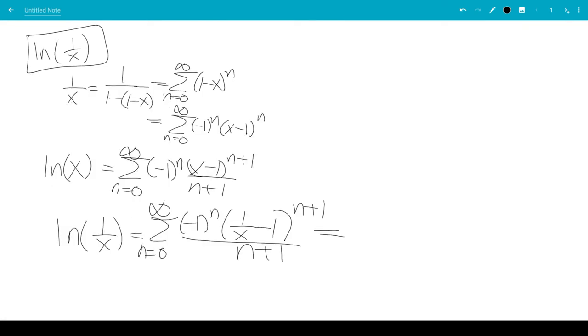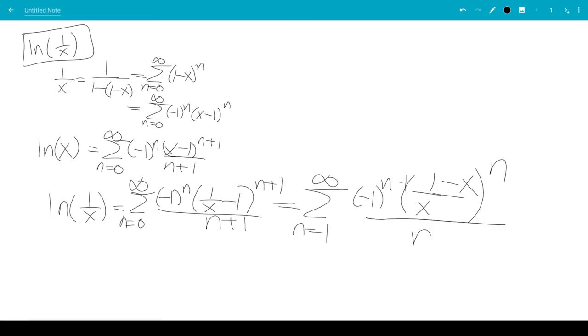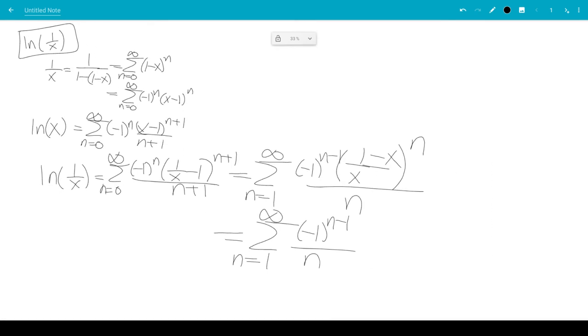We can rewrite this to be the sum from n equals 1 to infinity, negative 1 to the n minus 1, (1 over x minus 1). So this will be (1 over x minus x) to the n over n. This is the sum, n equals 1 to infinity, of negative 1 to the n minus 1 over n times (1 minus x) to the n over x to the n.